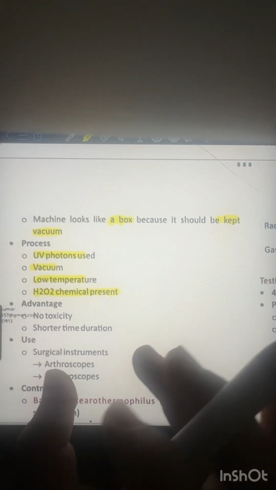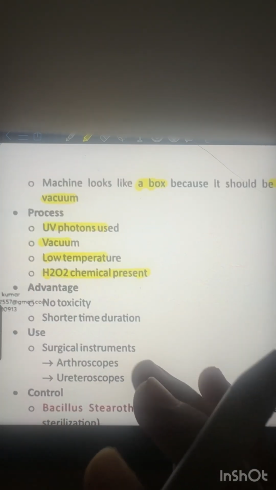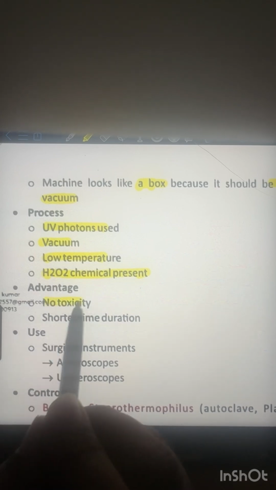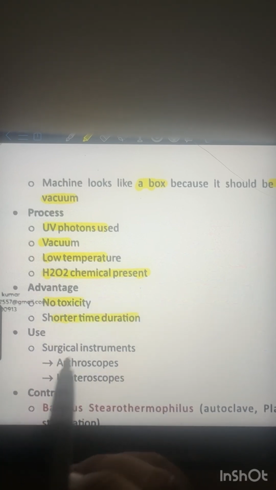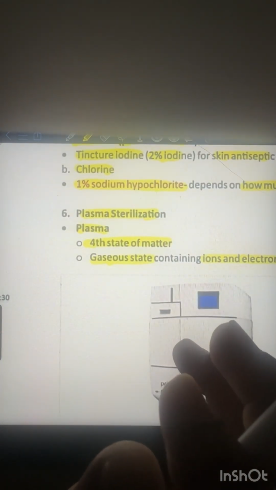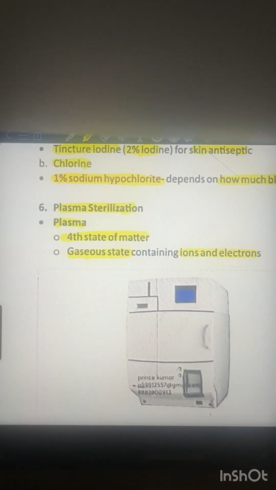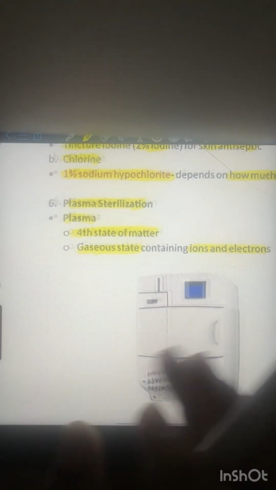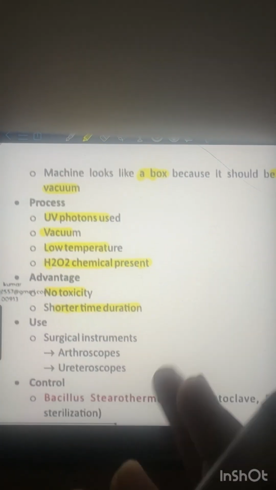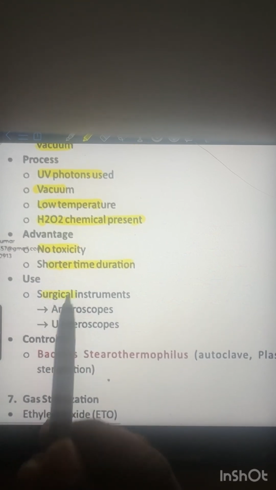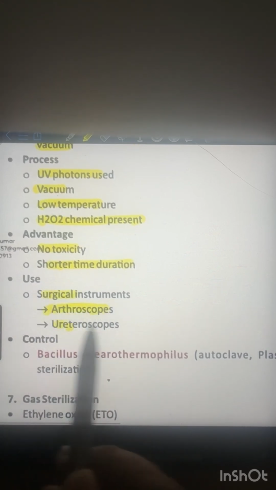There's also something which I teach you called gas sterilization. What is the advantage of plasma sterilization? Why is it better than gas sterilization? Because it does not have any toxic products. No toxicity and shorter time duration. It's going to take less time to perform. So where are we primarily going to use plasma sterilization? Mainly for surgical instruments. And right now I told you one very important question. All the scopes were by Cidex, but one scope, the arthroscope, is going to be by plasma sterilization. In fact, if you read in a little more detail, the retroscopes are also now being considered for plasma sterilization only.